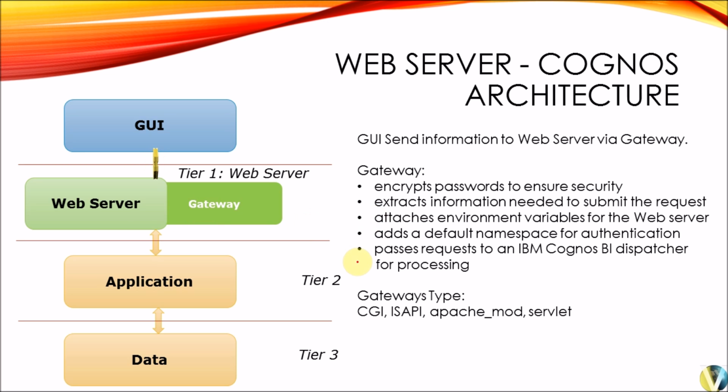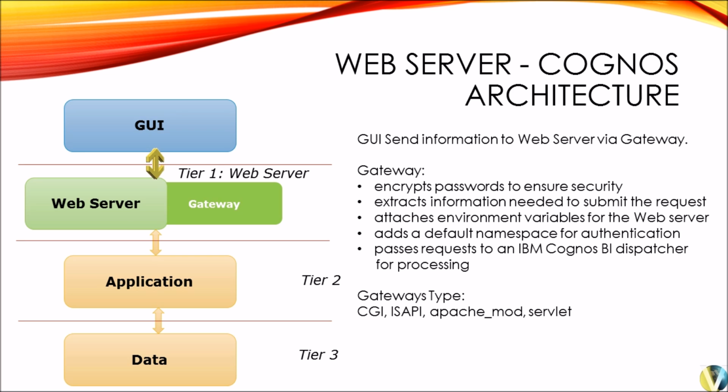Cognos allows different types of gateway. First one is CGI. CGI is applicable and works with all the available servers. Next is the ISAPI gateway. It is generally used with IIS. It is very fast with IIS. Next is Apache Mode. If you are using Apache servers, then you can use the Apache Mode gateway. If your server allows servlets, then you can use the servlet gateway.